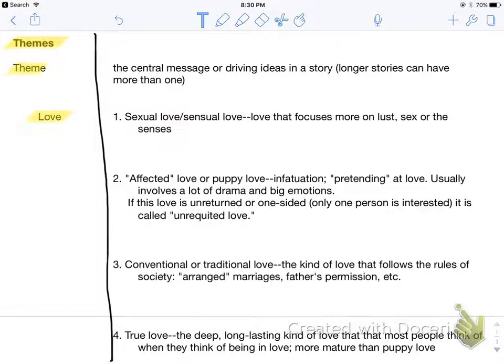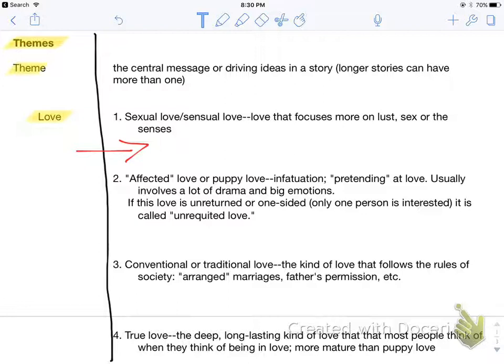Okay, and like I mentioned before, just make sure that you leave a little space down here so that we can put some examples in later when we finish the play. Okay, the second kind of love is affected love, or sometimes they call it puppy love. This is infatuation. Okay, you're not really in love, you think you are. Sometimes people are pretending at being in love. They are acting the way that they've seen other people act, that they knew were in love, or the way they think they're supposed to act when they're in love.